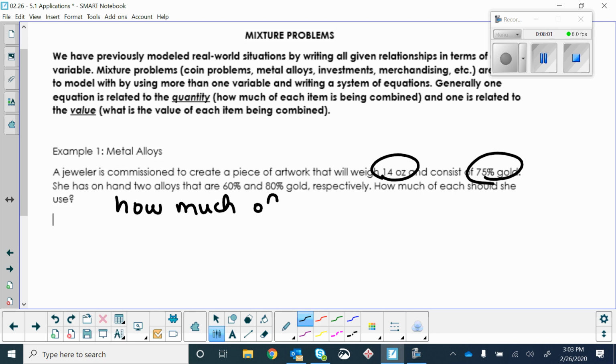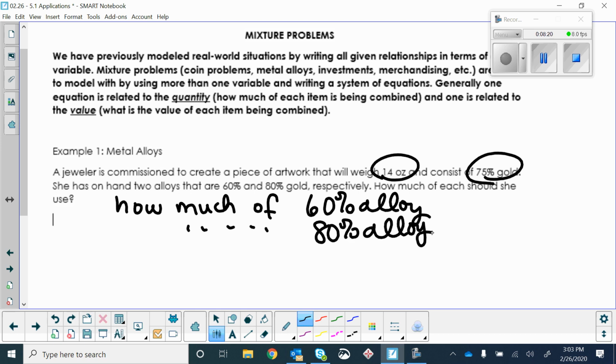How much, and there's how many alloys too, right? How much of the 60% alloy, and how much of the 80%? But what specifically about that? How much, what about it? To make 75, but what about it is going to be making the 75? It's height, it's length, it's weight. It's weight.